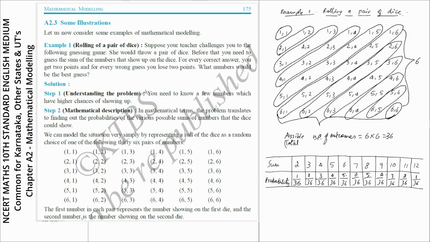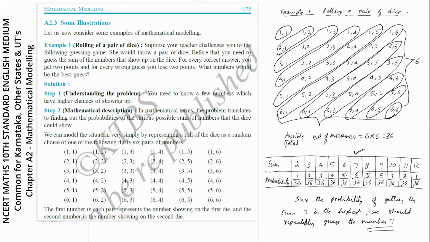So here you can see the probability of getting sum equal to 7 is the highest. So in this guessing game, when we guess 7 as the outcome, the chance of winning is more. So repeatedly in this game we should guess number 7, only then can we win this game. We will get more points and we are going to win it. So I have written that sentence: since the probability of getting the number 7 is the highest, we should repeatedly guess the number 7.